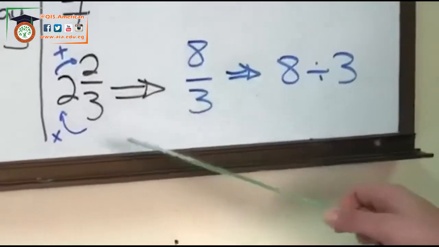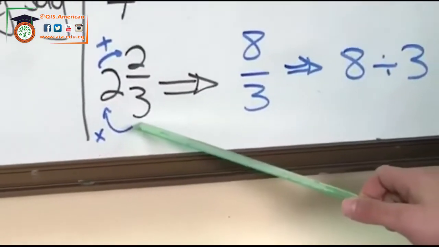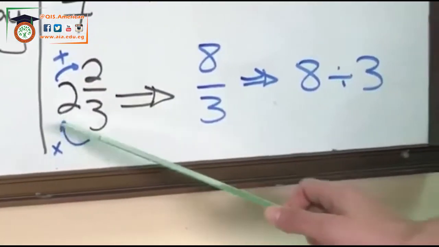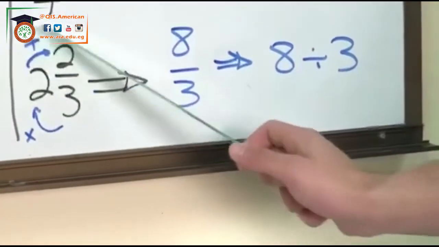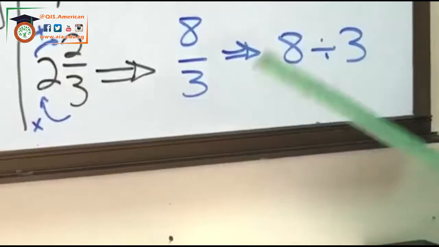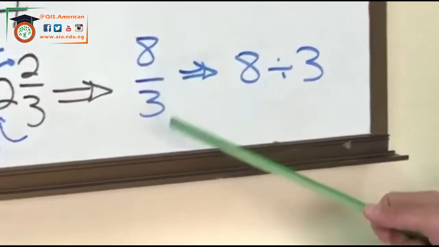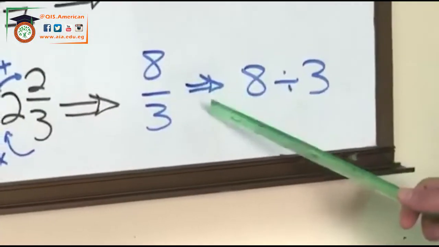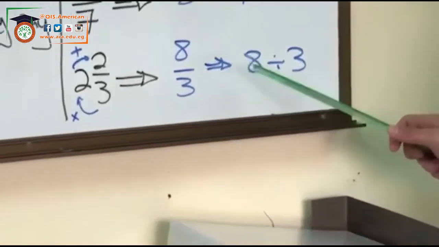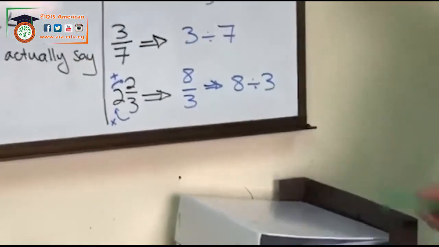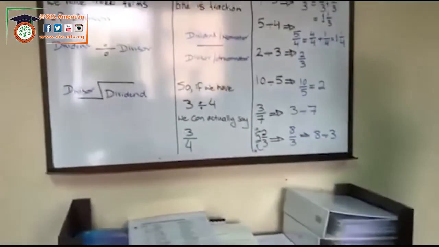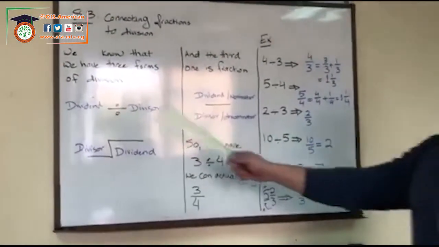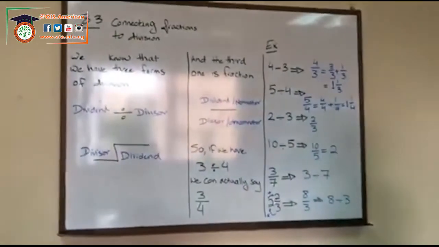Then I multiply the denominator by the whole number, so it's 3 times 2, I get 6, and then add this 6 to the 2 above. So I have 8. So it's 8 over 3, which is translated as 8 divided by 3 if I want to write it in conventional division form. This is the summary of Lesson 8.3, Connecting Fractions to Division.